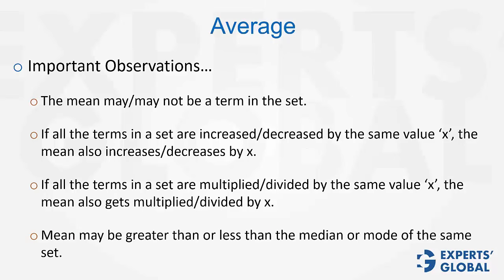Mean may be greater than or less than median or mode of the same set. So there is no relationship between mean, median, mode as to which has to be greater. Out of the three, any could be the highest, any could be the lowest.